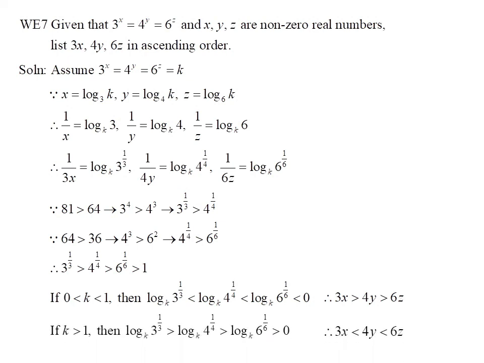However, when k is greater than 1, we have logarithm base k of 3 to the 1/3 is greater than logarithm base k of 4 to the 1/4, which is greater than logarithm base k of 6 to the 1/6, which is greater than 0 in this case. Hence, 3x is less than 4y, which is less than 6z.